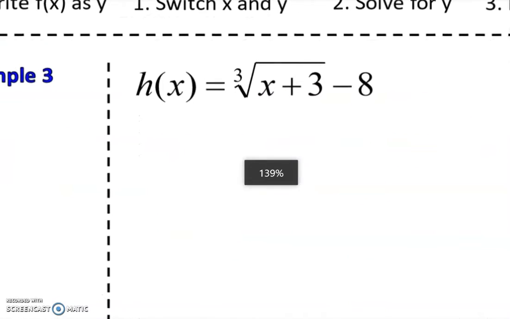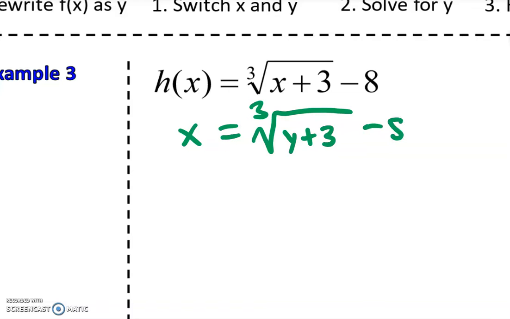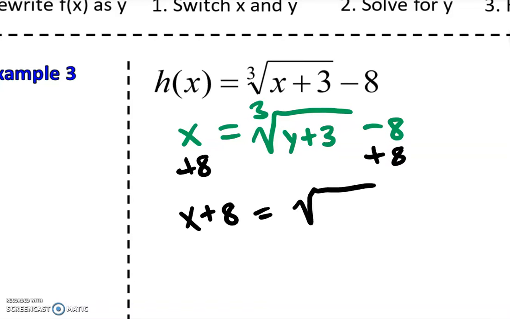Let's look at one here. So we have h of x. I'm going to change it to y, and then I'm going to switch x and y. So I'm going to do those two steps together right here. So this is x equals the cube root of y plus 3 minus 8. Now let's go ahead and solve for y. We're going to add 8 to both sides. So we have x plus 8 equals the cube root of y plus 3.